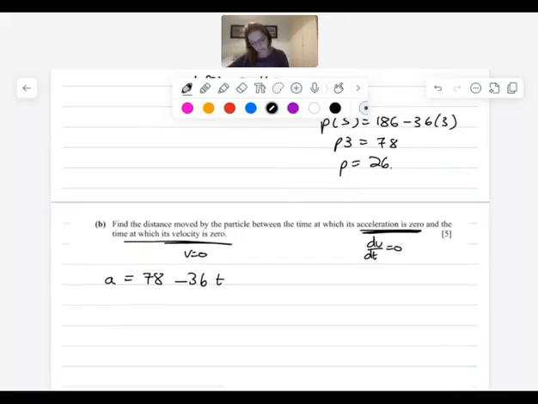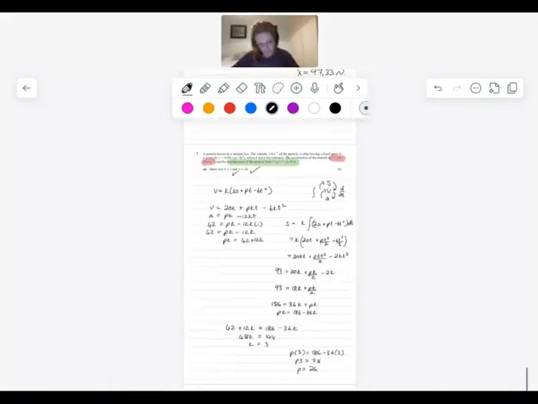Okay, find the distance the particle moves between the time when the acceleration is 0. So let's make the acceleration 0. So 78 divided by 36 is just 2.166, but I'm going to leave it as 13 over 6. So we've got to go from that point in time, where the acceleration is 0, to where the velocity is 0. So velocity, I'm going to use my velocity formula.